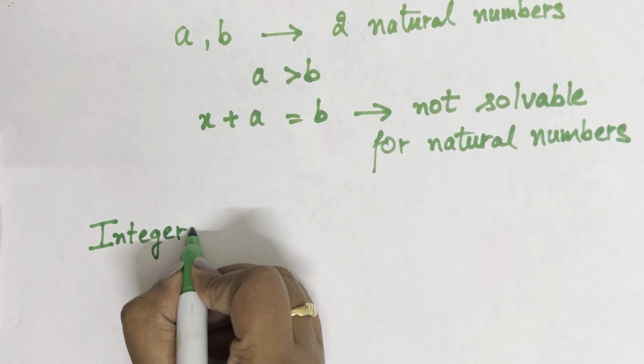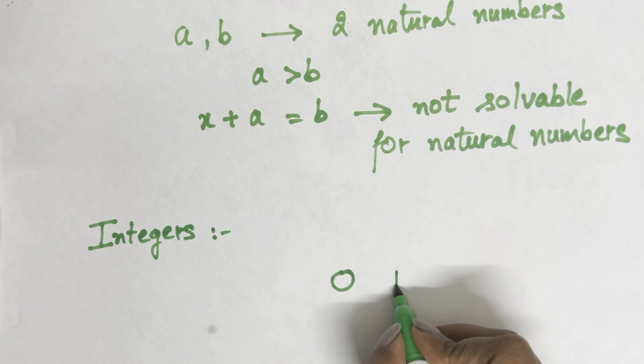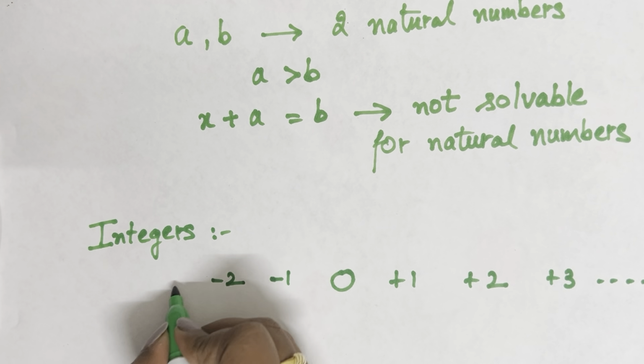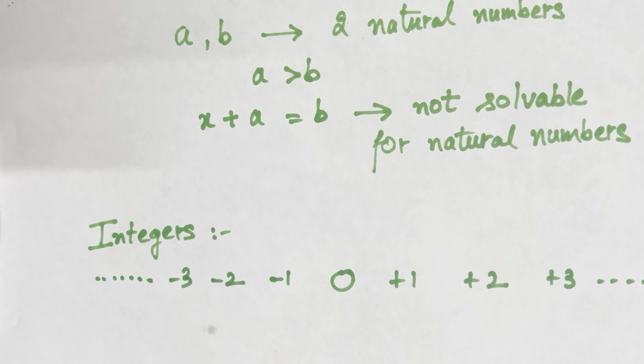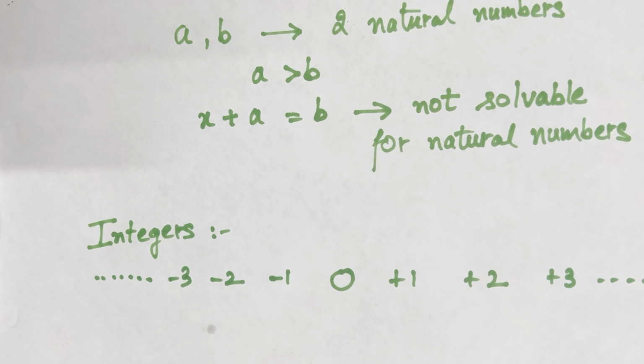So natural numbers are extended to form integers, that is from 0 to plus 1, plus 2, plus 3 and so on, and from 0 towards the negative side, that is minus 1, minus 2, minus 3 and so on. If instead of natural numbers we are having integers, then this equation is going to be solvable. You can use the integers to make this equation solvable. For natural numbers it is not going to be solvable. So natural numbers were extended to form the integers.